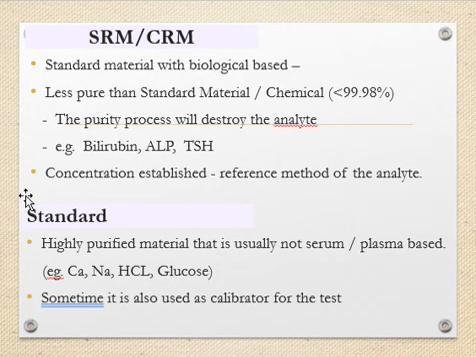of the analyte. Okay, a standard is a highly purified material that is usually not serum or plasma based. Examples are calcium, sodium, hydrochloric acid and glucose. Sometimes it is also used as a calibrator for the test.